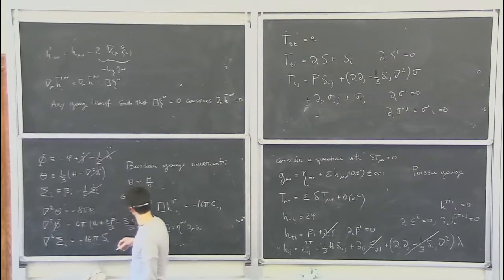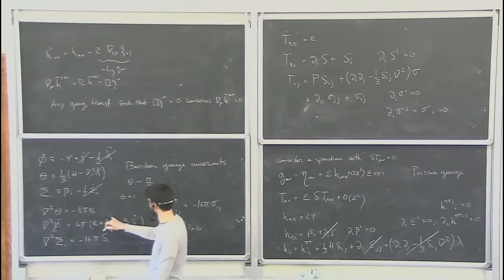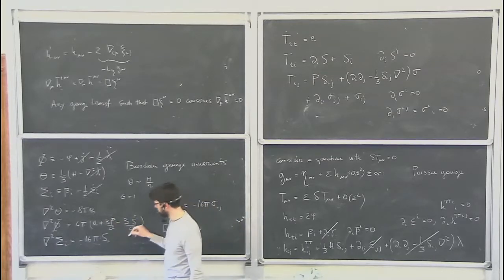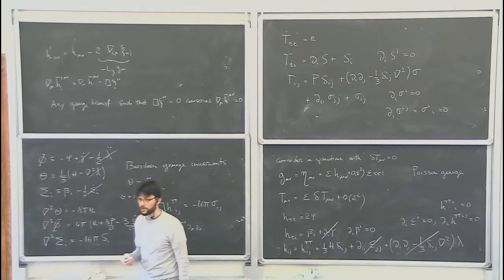When I expand, if speeds are not negligible compared to the speed of light, these terms are not negligible, so I have to take them into account, and this is what we call a post-Newtonian expansion.